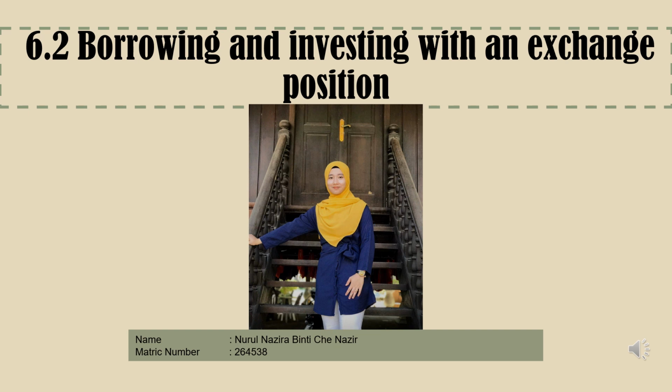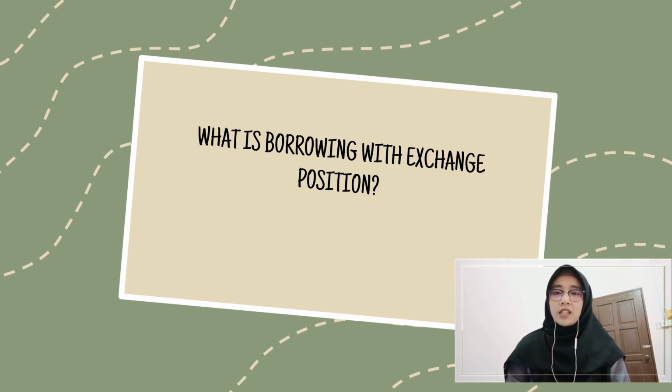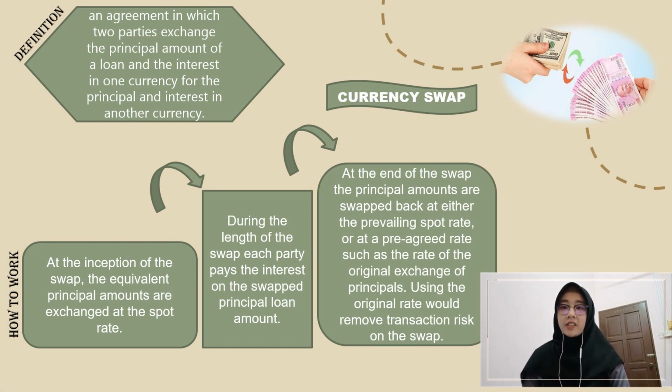Okay, I will explain about what is borrowing and investing with an exchange position. Okay, what is borrowing with exchange position? I give two examples, which are currency swap and back-to-back loan. What is the currency swap? Currency swap is an agreement in which two parties exchange the principal amount of a loan and the interest in one currency for the principal and interest in another currency.